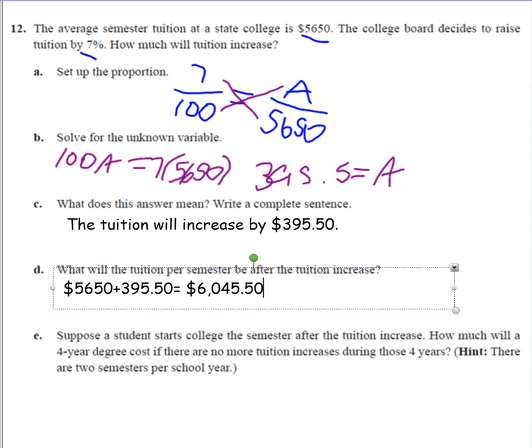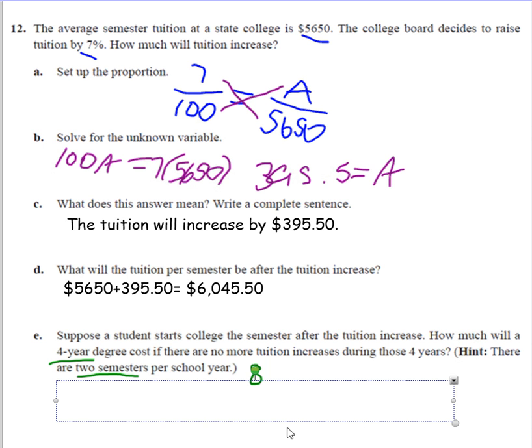And now we're going one more step further, and it says, suppose a student starts college the semester after the tuition increase. How much will a 4-year degree cost if there are no more tuition increases during those 4 years? And so it's reminding us that there are 2 semesters per school year, and we have a 4-year degree. The student obviously isn't taking summer classes like many of you do. And so we're having 8 times where we're paying tuition, 2 semesters times 4 years. And so we're going to do, let me just type it because it's a little bit quicker for me to do that than to write it.